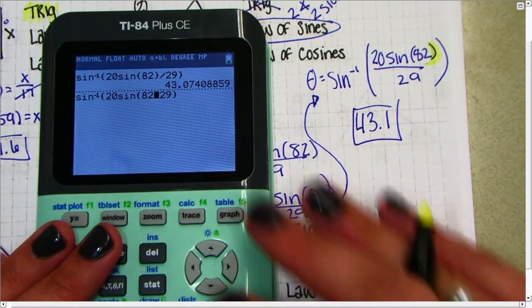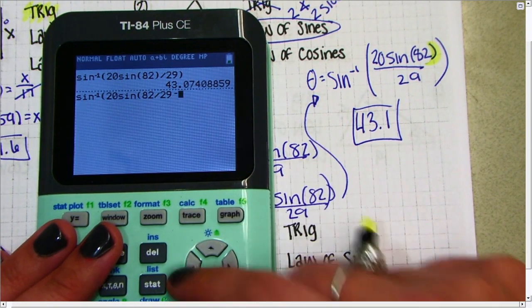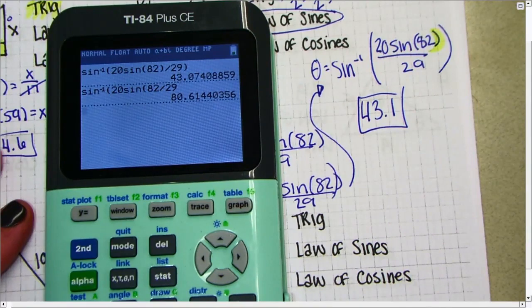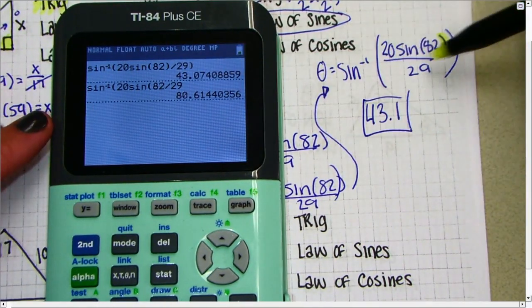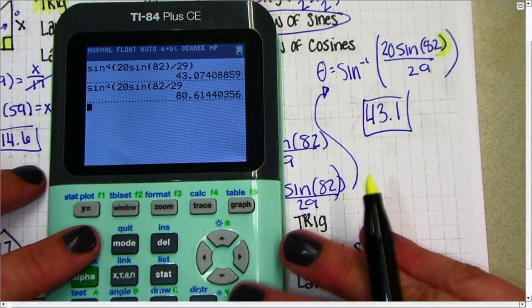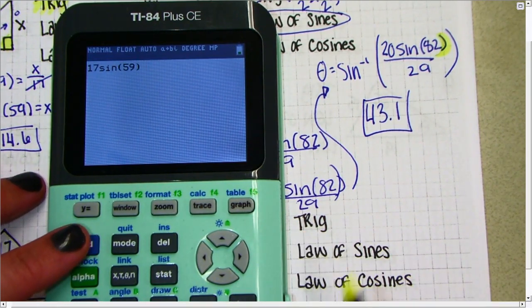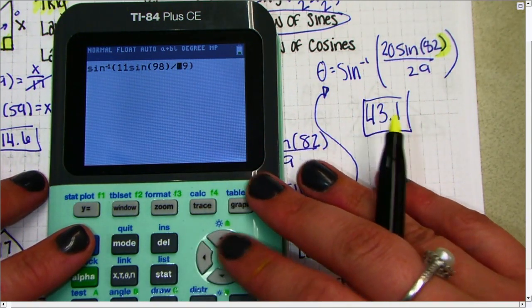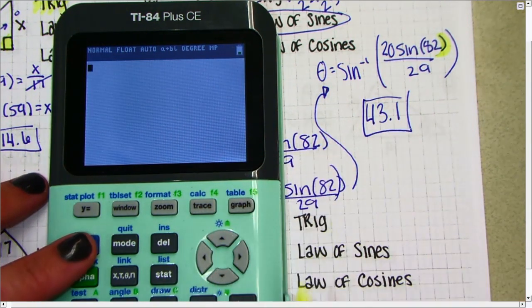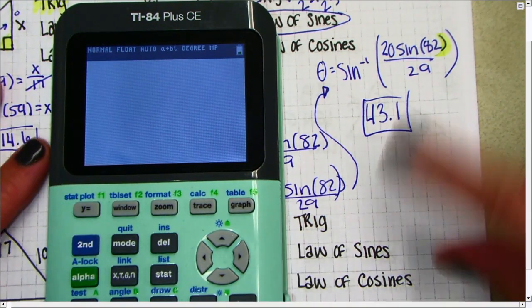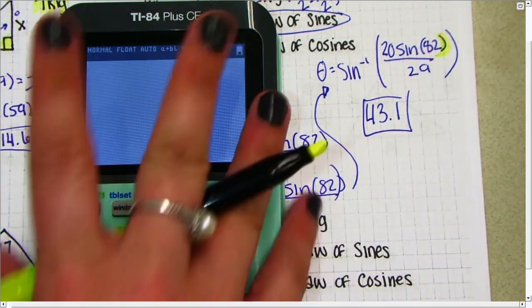I'll show you what happens if you don't close that parenthesis. Right here, I'll delete it. If I leave it open, I get 80. So that one little parenthesis at the top makes a huge difference in your problem. When you're doing these, you want to make sure that you are closing your parenthesis. Just remember that you want to close that top.